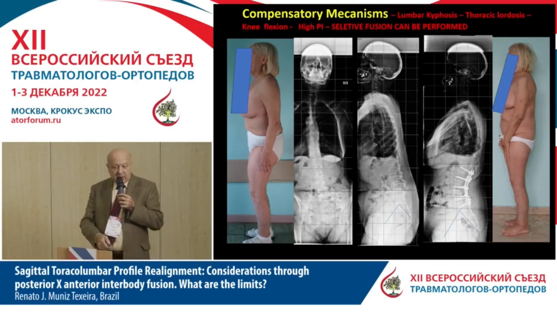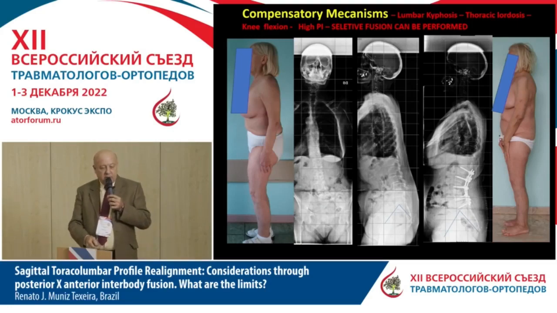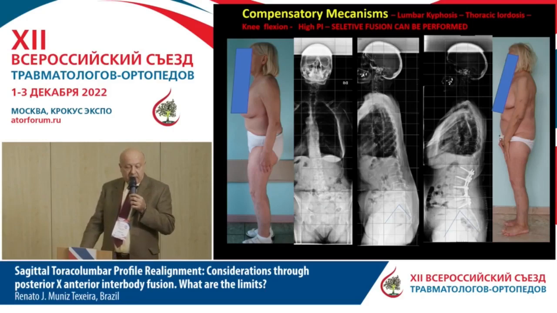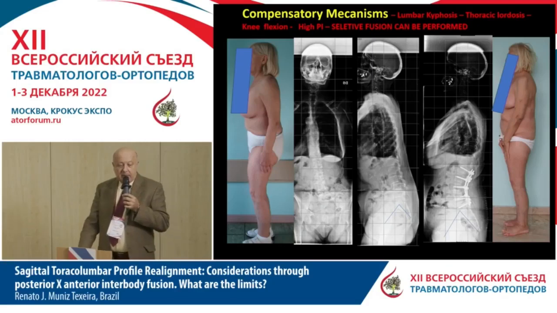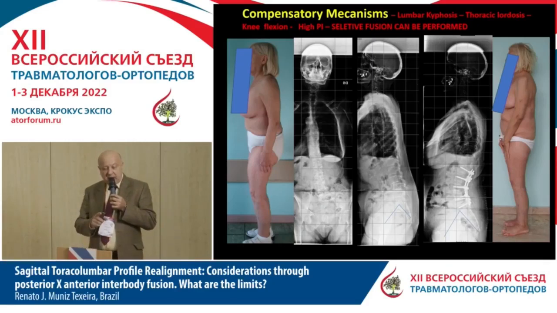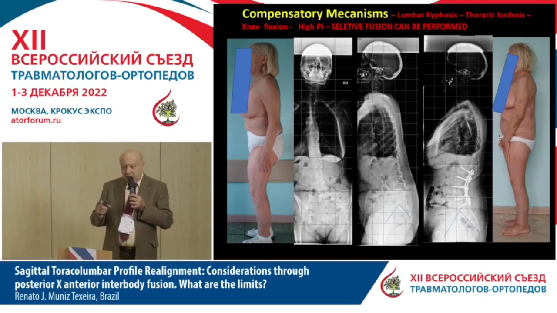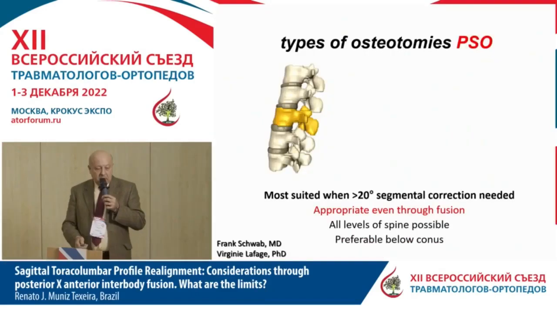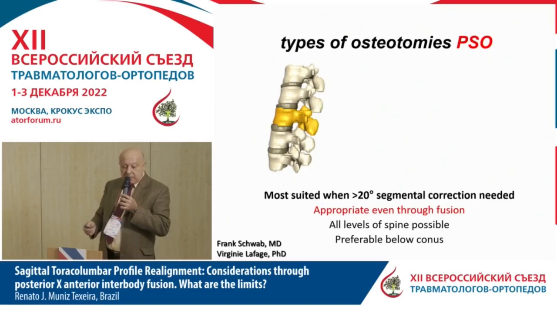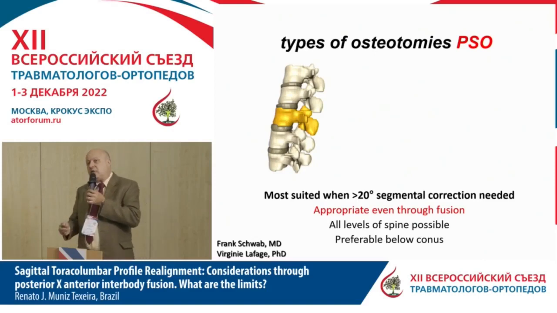In a mobile spine, you have a compensatory mechanism, so you can flex the hip, and you get a thoracic lordosis. And when the patient has a high PA, the high PA is the most important. PSO, when we need to do a big correction.